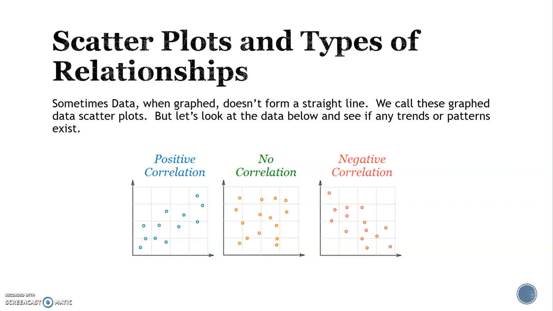Now, why is this important? Because if you have a positive or a negative correlation, you could estimate what an outcome might be if you could come up with an estimated line to describe this data. That estimated line is what we call the line of best fit.